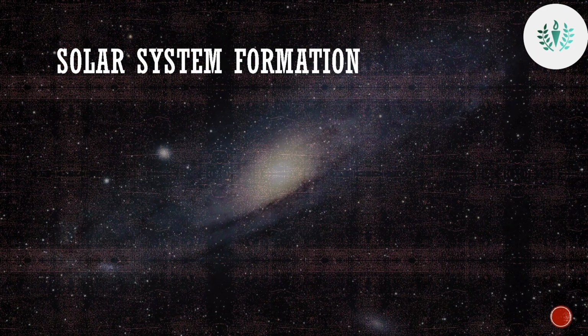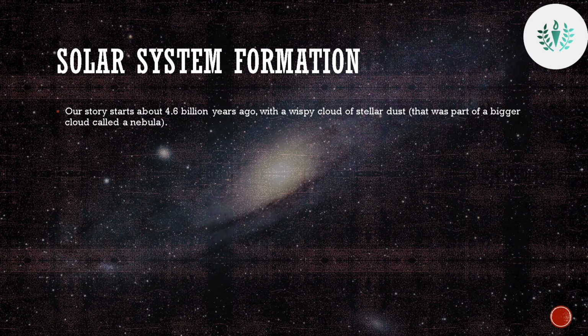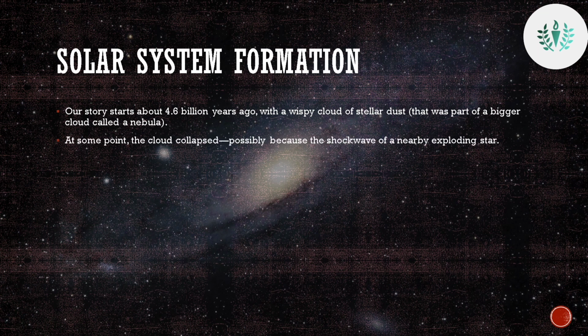Let us now talk about the formation of our solar system. How was our solar system born? Our solar system formed about 4.5 billion years ago from a dense cloud of interstellar gas and dust. The cloud collapsed possibly due to the shockwave of a nearby exploding star called a supernova. When this dust cloud collapsed, it formed a solar nebula, a spinning disk of material at the center.